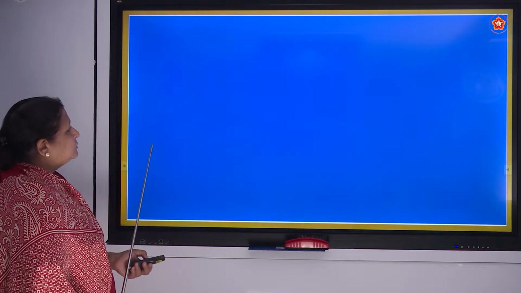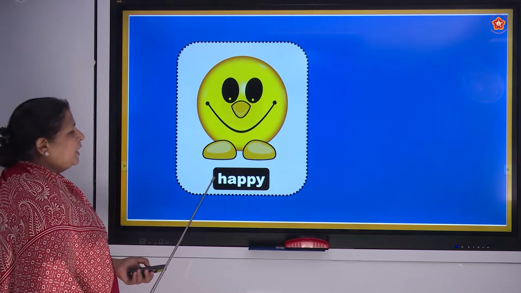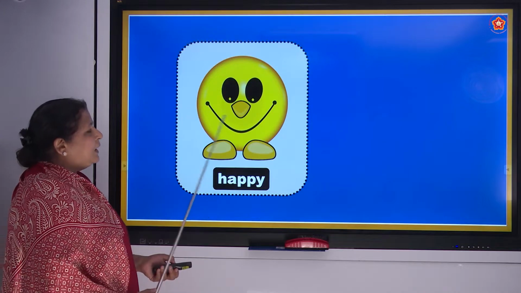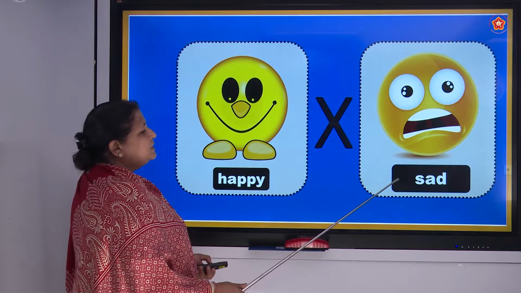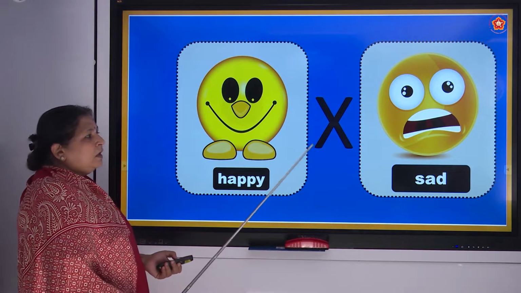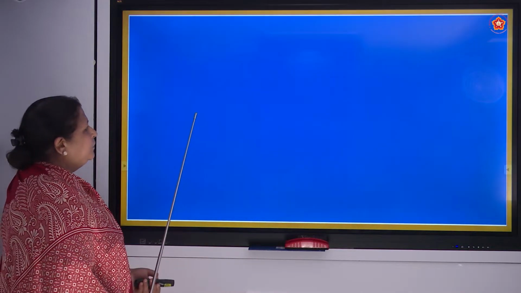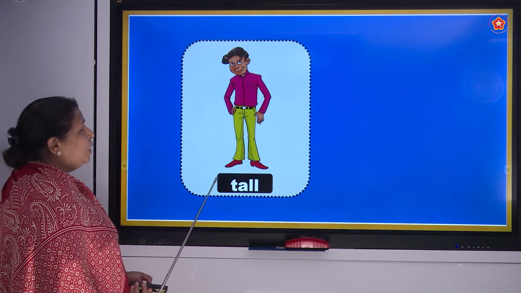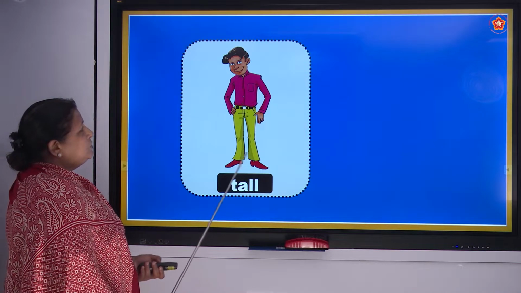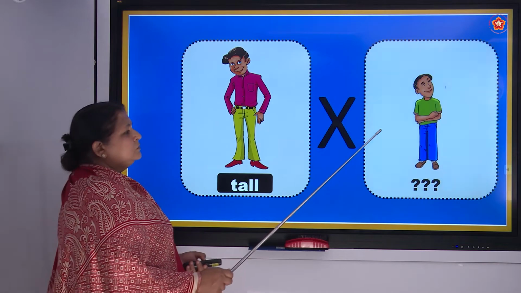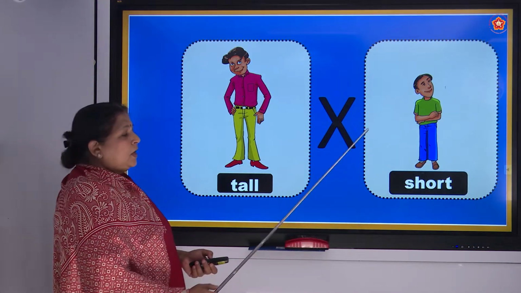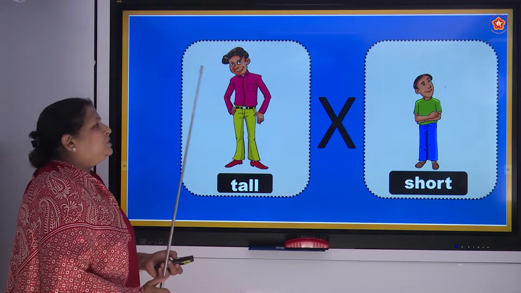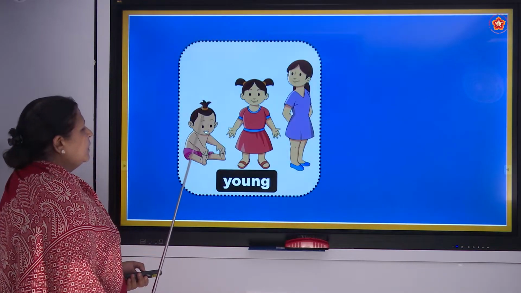Happy, H-A-P-P-Y. See the smiley? And sad, S-A-D. Then we have tall, T-A-L-L. Then short, S-H-O-R-T, short.